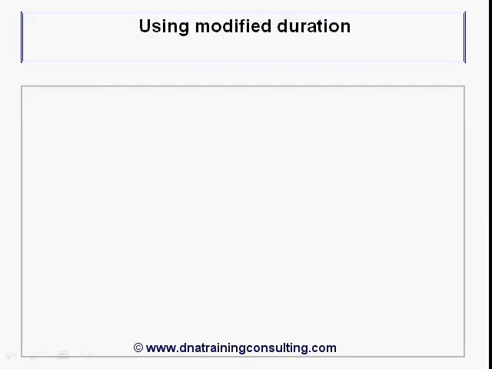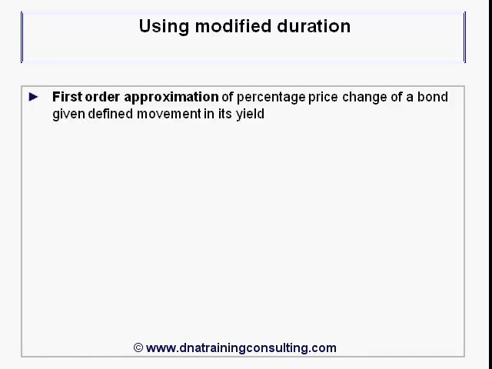We now turn to the use of duration, and more particularly modified duration, and the role it plays in estimating a bond's percentage price volatility as the yield changes. Modified duration gives us a first-order approximation of how much, in percentage terms, a bond's price will change given a small change, upward or downward, in its yield.